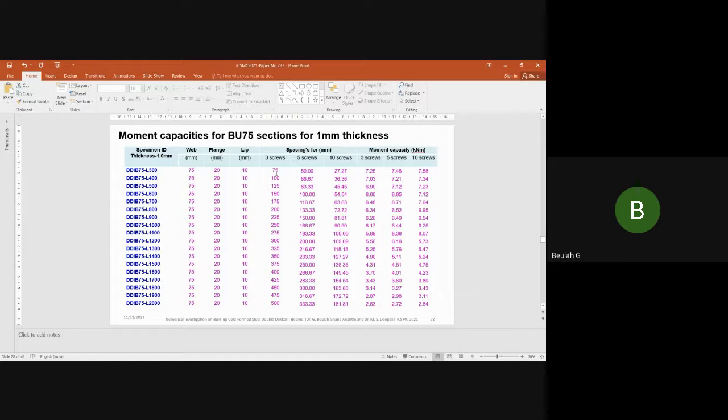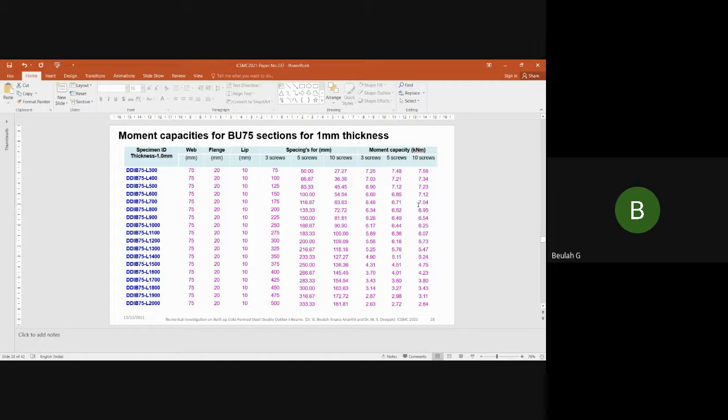So based on the length, I have taken from the shorter stub spans to the slender sections of 2000. It can also be extended beyond 2000 for further studies if people are interested in that. So here I've taken the width and the web depth as 75 as a common parameter.